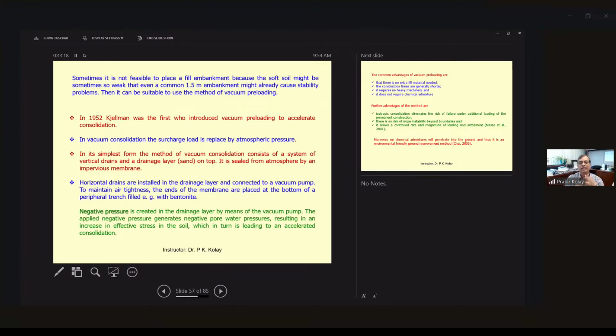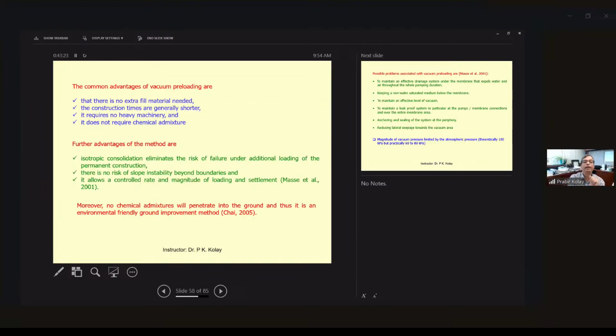So these are different things. I'm not going to go into detail over here. You can read this. And then the common advantages of vacuum preloading is no extra fill material is needed. Construction times are generally shorter. It requires no heavy machinery. It doesn't require chemical admixtures. Okay, we will talk more about the chemical admixture things later on.